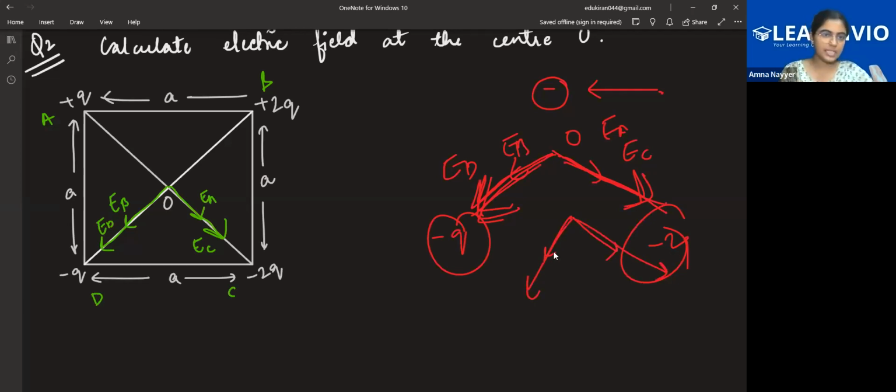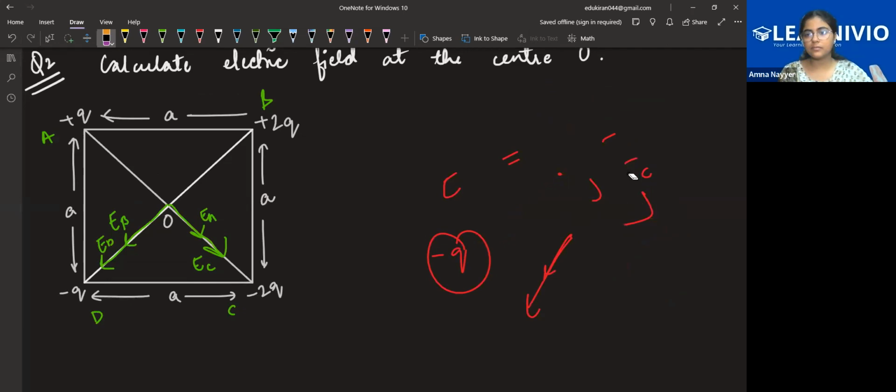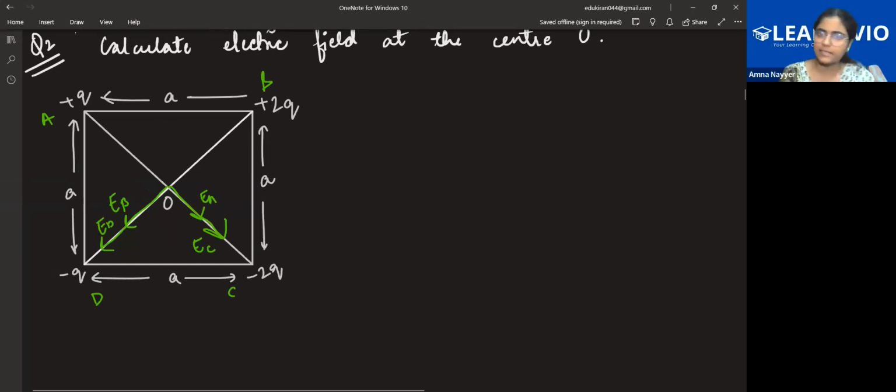Now tell me, is the direction now clear? Anyone? Clear to all of you? All right. So if the direction is clear, the calculation part is basically your vectors of class 11. So all those who do not remember vectors, this will be a revision also for you.